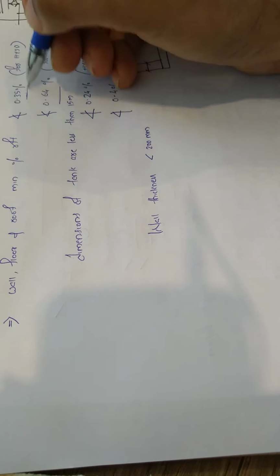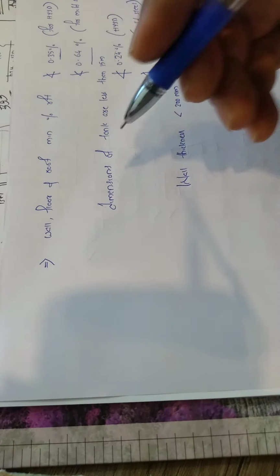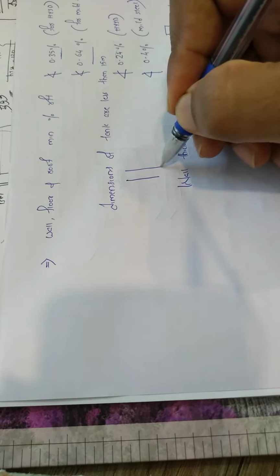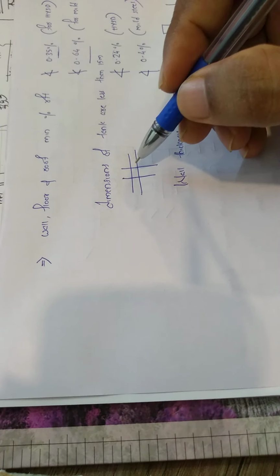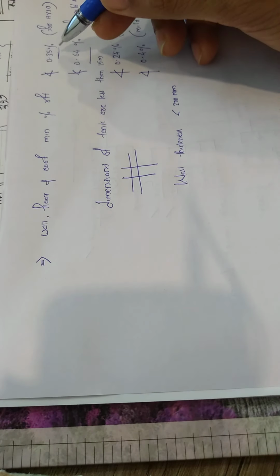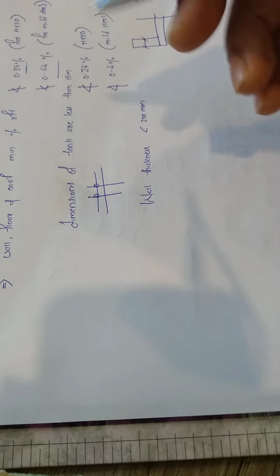This 0.35%, 0.24%, 0.4%, etc. means the reinforcement in both directions. This is including the reinforcement in both directions. Okay, so if it is having 2 layers of reinforcement, then we will take half of this. Okay, so this is for two mutually perpendicular directions. Together it forms 0.3%. Okay.